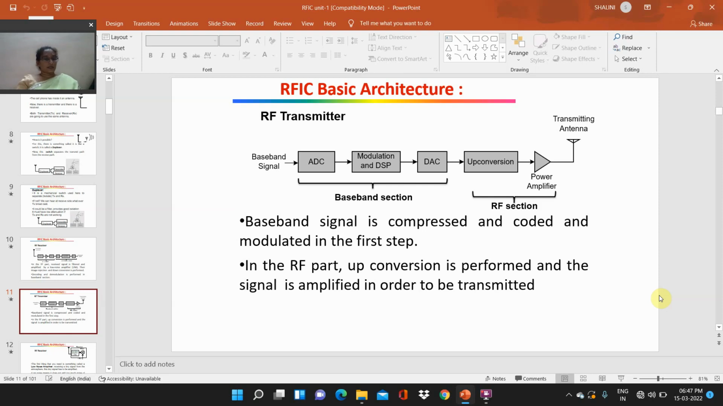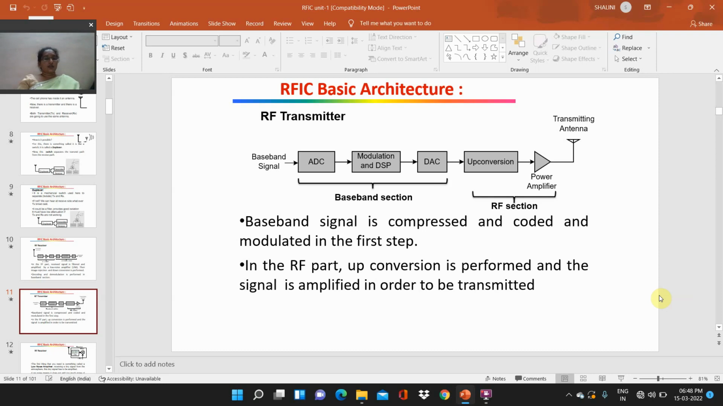So, RF transmitter. What is an RF transmitter? The baseband signal is sent to the A to D converter, modulation and DSP. From the modulation and DSP, the signal goes to the DAC, that means the digital to analog converter, and then to up conversion. Up conversion means we are increasing the range of frequency, and that increased frequency will be sent to the power amplifier, and from the power amplifier the signal is transmitted through the antenna.